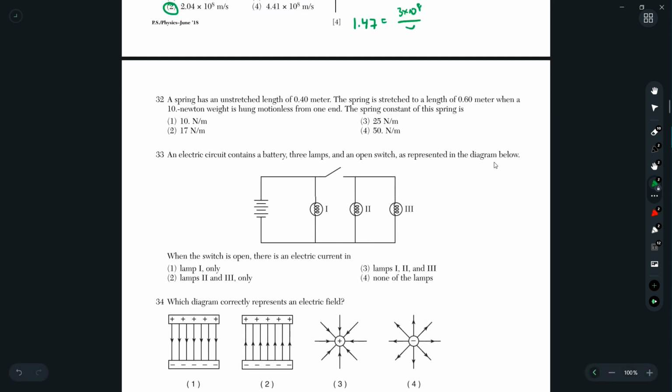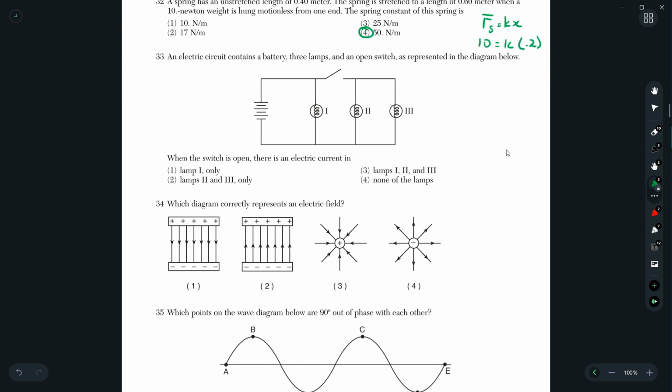Alright. Spring has an unstretched length of 0.4 meters. It's stretched to a length of 0.6 meters. When you hang a weight, what's the spring constant? Alright. So I'm looking at spring force is k times x, where x is a stretch length. So I know 10 equals k times 0.2, because we stretch it 0.2. 10 divided by 0.2 is 10 times 5, which is 50.